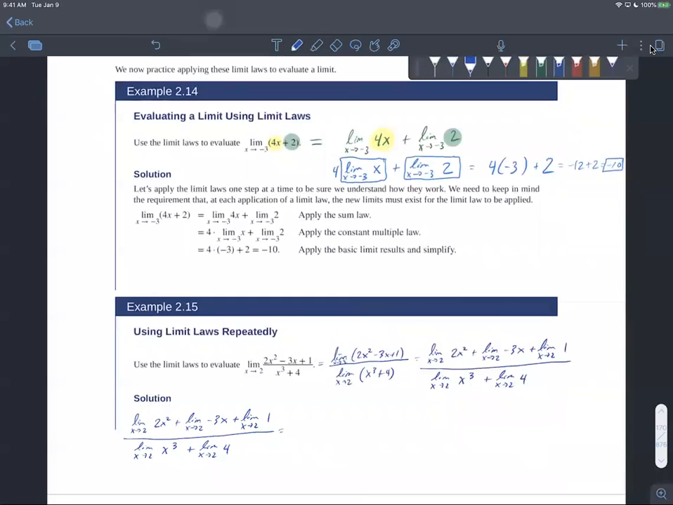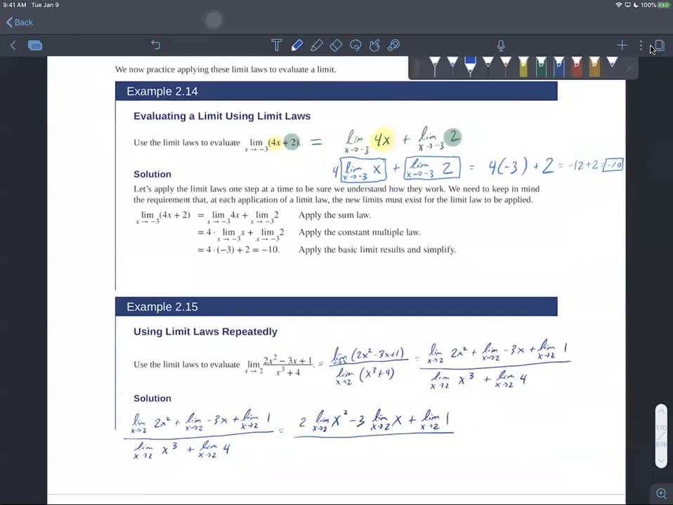Okay, so what can we do? We can factor out this 2. And we can write this as the limit as x approaches 2 of x squared plus, instead of that plus, I'm going to put a -3 because I'm going to factor out that -3, the limit as x approaches 2 of x, plus the limit as x approaches 2 of 1. I really should have done this one here, but that one's already simplified enough. Now, what am I going to do next?